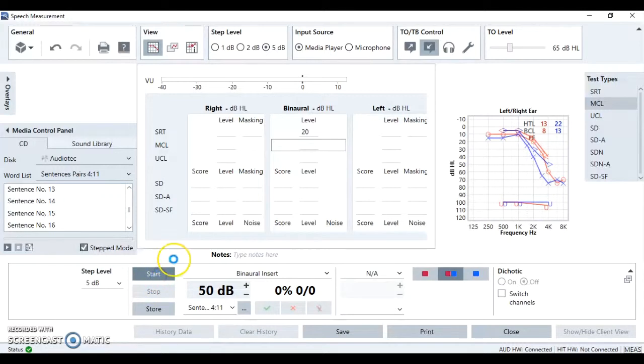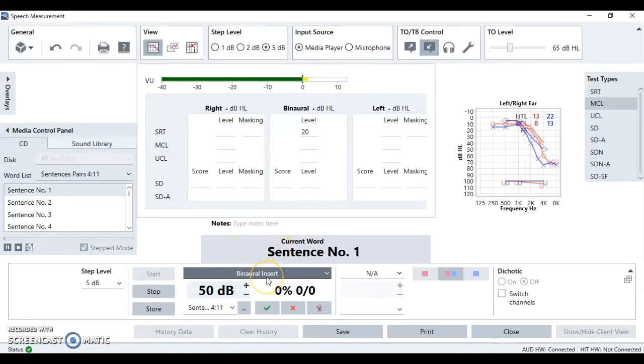Okay, then we go to what is called most comfortable level. So I'm playing a sentence, and then I'm turning the volume up, and I'm asking, okay, what's a more comfortable volume? Not just that you can hear it, not just that you can understand it, but if you're watching the TV or listening to the radio, you would set the volume to that level. It's comfortable. You don't have to strain. You don't have to work at understanding. It's just easy to understand.